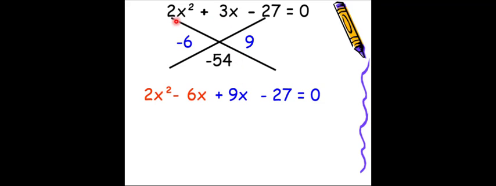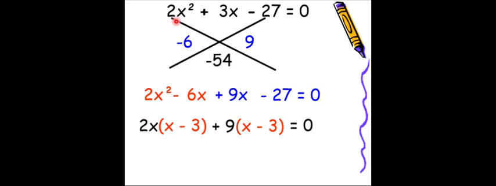So in the first two terms, we could factor out a 2x. That leaves us with x minus 3. In the last two terms, we could factor out a plus 9. And that also leaves us with x minus 3. Since both terms have our x minus 3 now, we could factor out the x minus 3. And that's going to leave us with x minus 3 times 2x plus 9 is equal to 0.